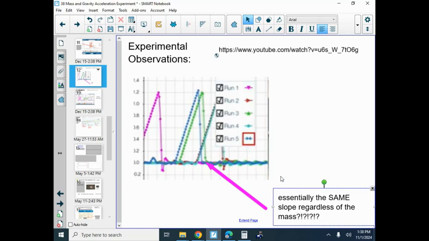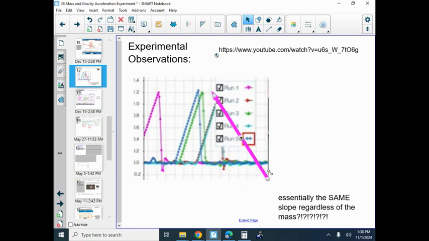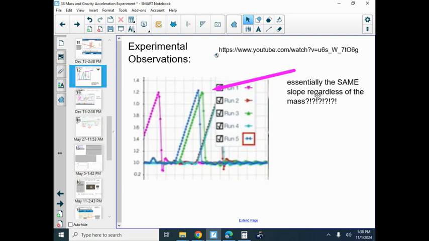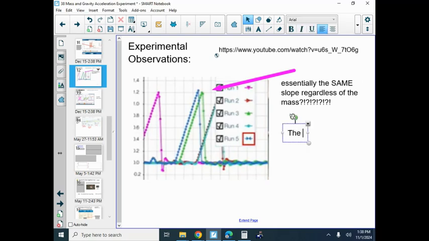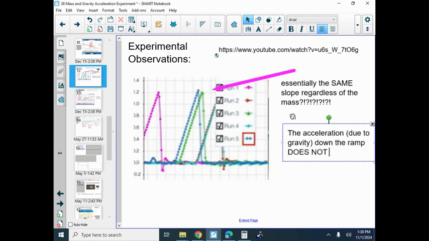And then, for some people, it's like, what? Kind of weird, right? But you might have actually heard something about this in the past, but certainly what we're concluding from this is that the acceleration down the ramp doesn't depend on the mass. Acceleration, I'm going to add in, due to gravity, down the ramp, very clearly, based on our observations here, does not depend on the mass. Okay, that's just what we're seeing.